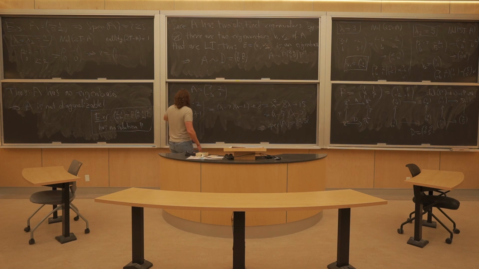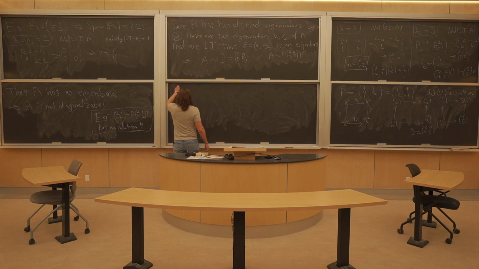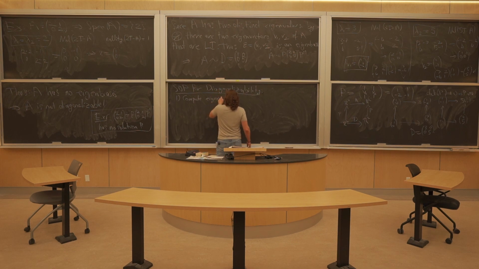So maybe I should write down this standard operating procedure for diagonalizability. Step 1 is to compute eigenvalues, meaning, compute a characteristic polynomial. Let's say that we have an n by n matrix.